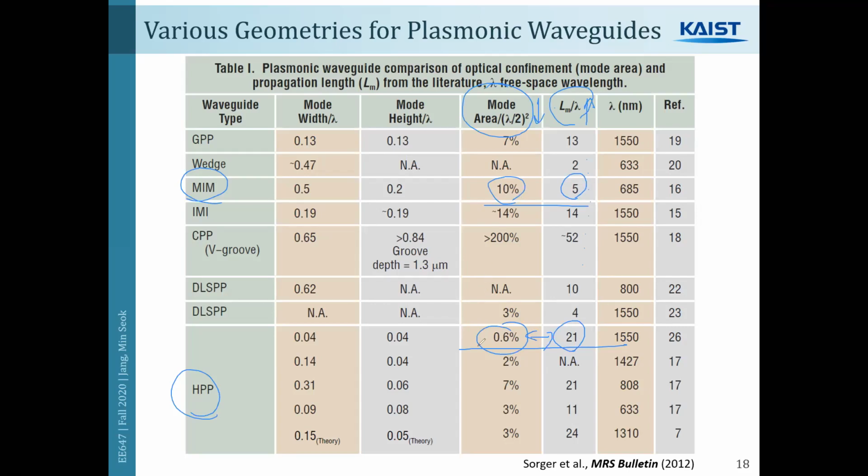So I guess people are now not actively looking for the proper combination of loss and mode area, but still, this is an important topic in plasmonics: making a good combination between mode area and propagation length, and then somehow overcoming this trade-off relation.